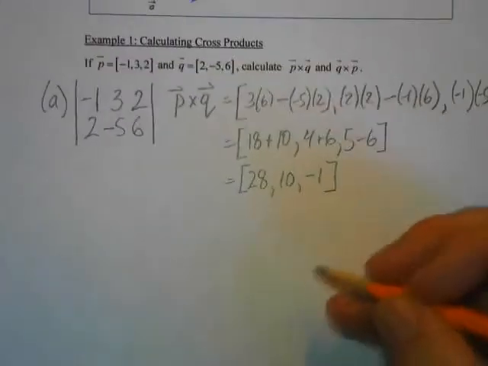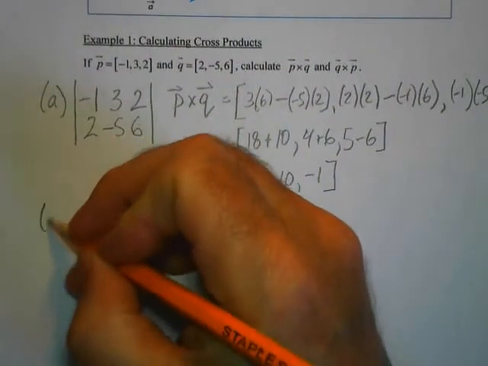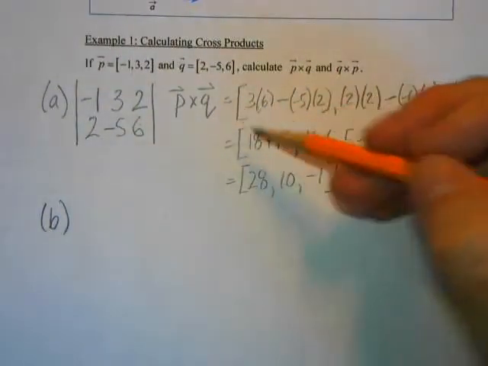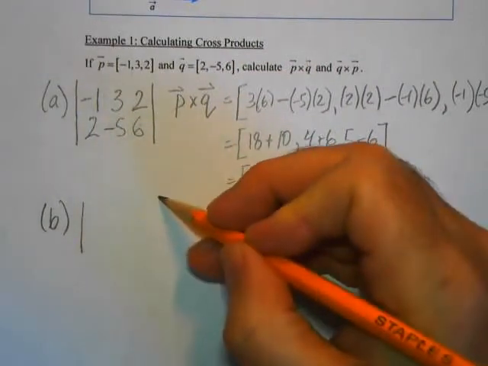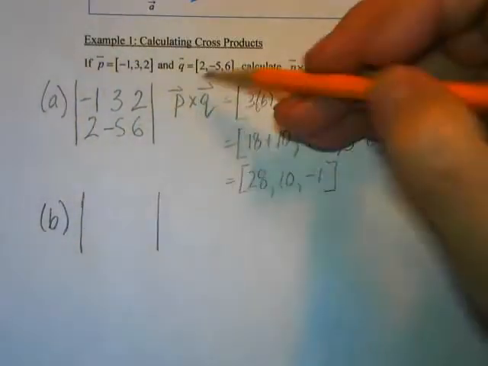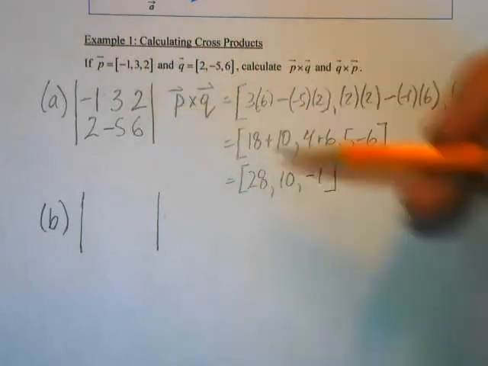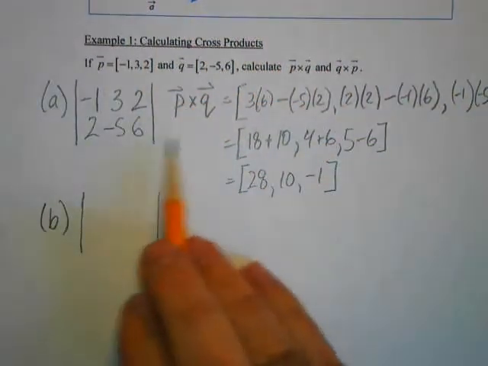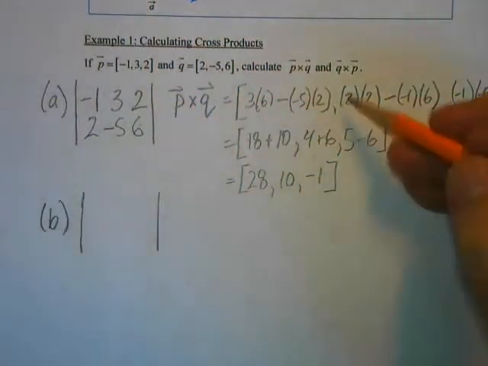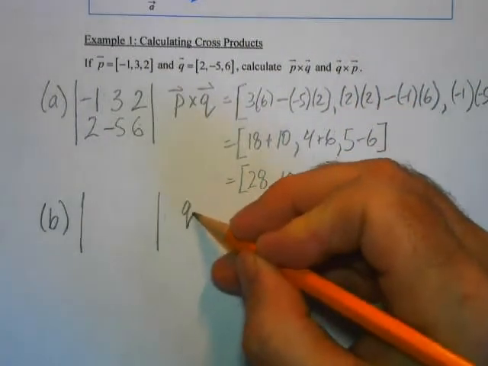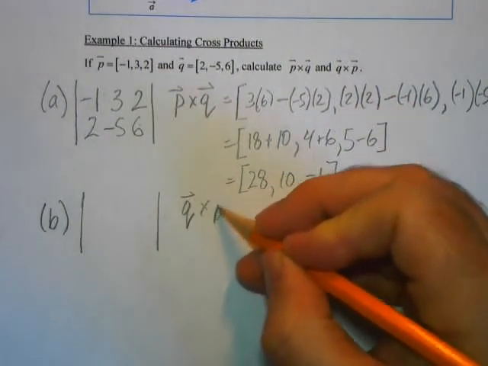Let's try that one more time, but this time we're going to do Q cross P. So what does that mean in terms of what I'm putting here? It just means I'm switching the order of the two rows. So, I might as well write this here, Q cross P.